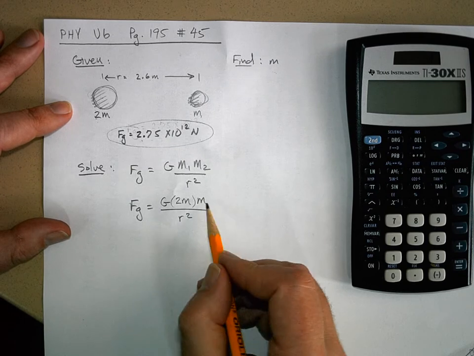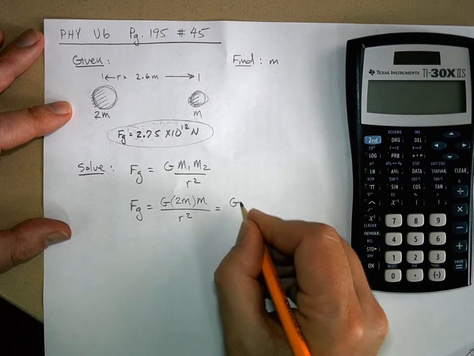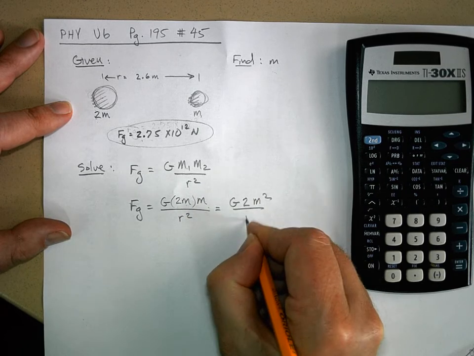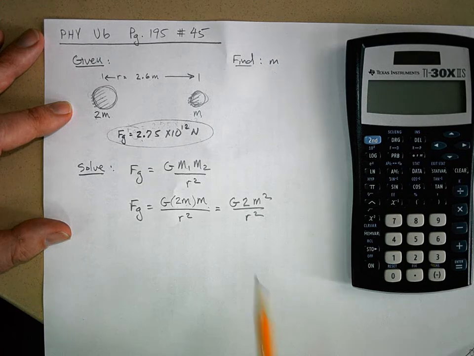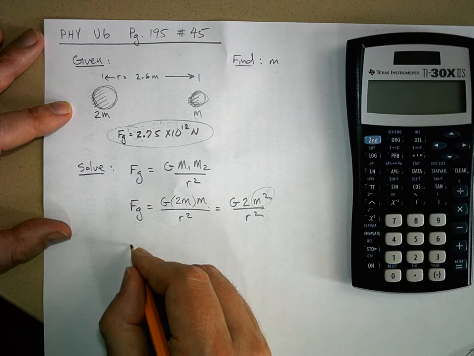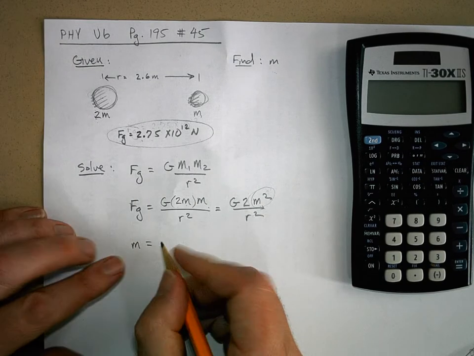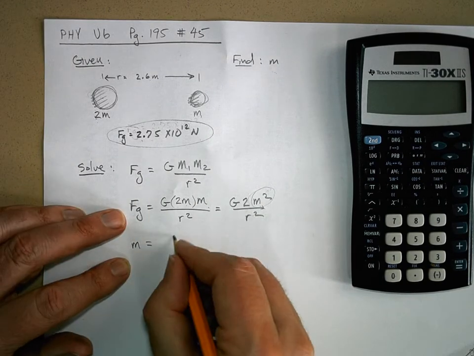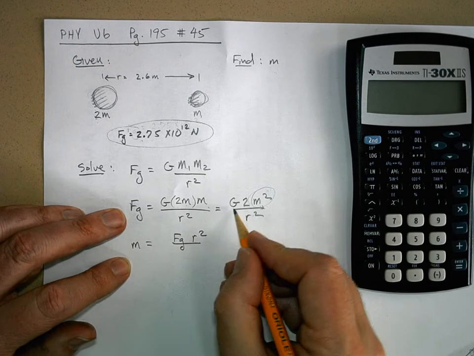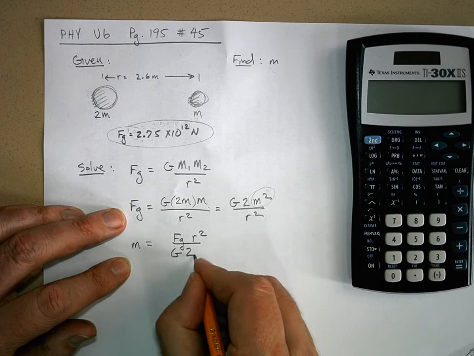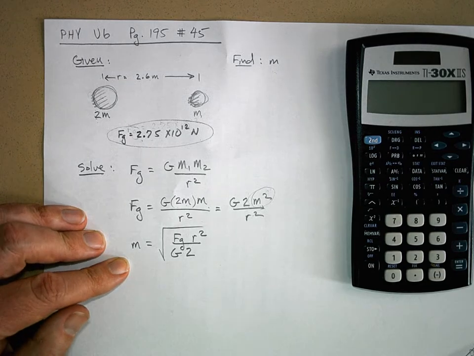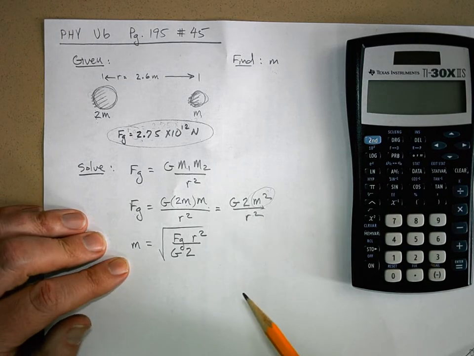And now, if we simplify this, this is going to be G times 2, and m times m is m squared, over r squared. So now we can solve for m. We want to solve for m. So m is going to be equal to, well, we've got the force of gravity, we've got r squared, then we're going to divide by G and divide by 2. And now we've got m squared, so we'll take the square root of all that. So I just solved for m.